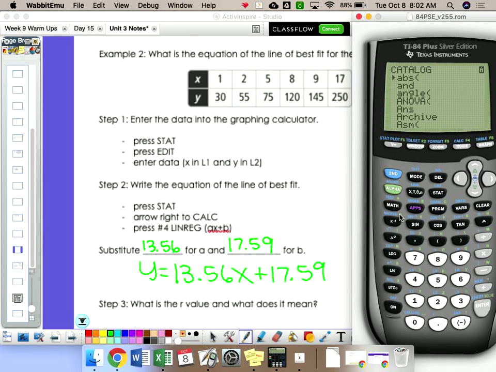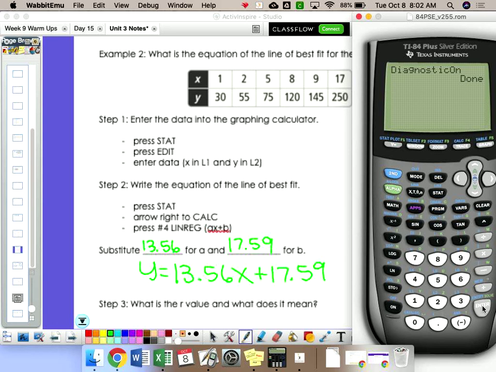Because I want to go to my section where I have all of my D options in my catalog. So once I get to that and I press that X to the power of -1 button, I'm going to arrow down until I see diagnostic on. When I see that, I'm going to press enter twice. And it's going to tell me it's done, so it did it correctly. Once I have that on, I shouldn't have to change it in my calculator again, but you can always come back to this if it does not always stay on.